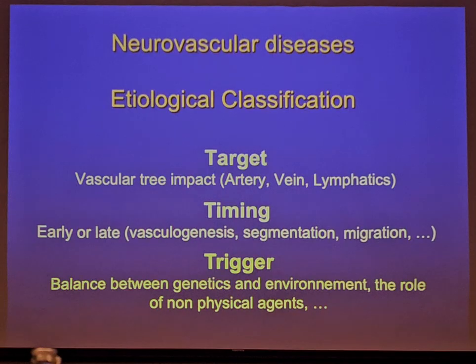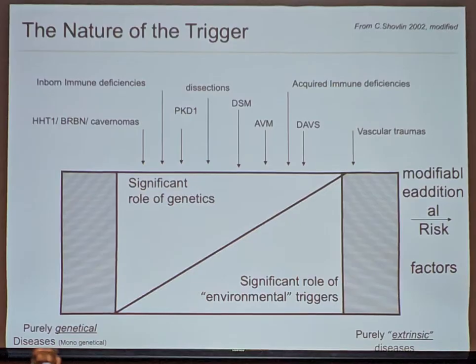And we can now add a third dimension to it. The third dimension is the nature of the trigger. And here we have proposed that there's a balance between genetics and environmental roles. So for example, we have the monogenetical diseases, HHT. Now we know that AVMs are having a very more significant role of genetics as compared to purely environmental triggered diseases, like in the worst case vascular trauma. And therefore we will be able to differentiate whether there is a more genetically predetermined lesion or a less genetically predetermined lesion.